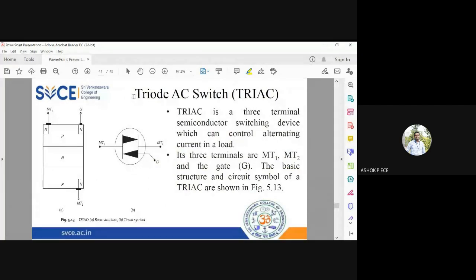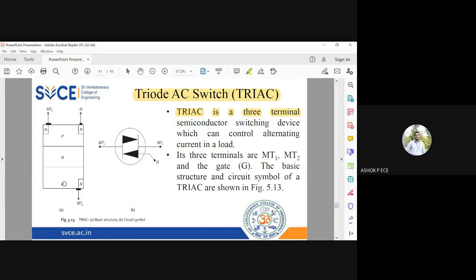Next device what we are going to see is triode AC switch. So it is called as Triac. It is a triode AC switch, or in short form it is called as a Triac, and it is also a thyristor. It is having a 3-terminal semiconductor. It is going to have 3 terminals, MT1, MT2 and gate.